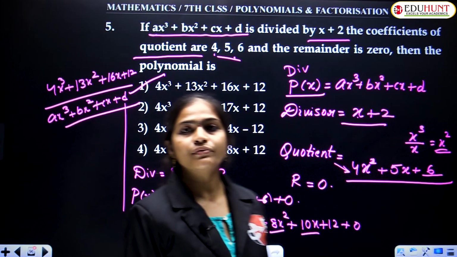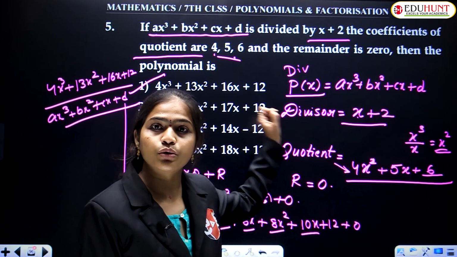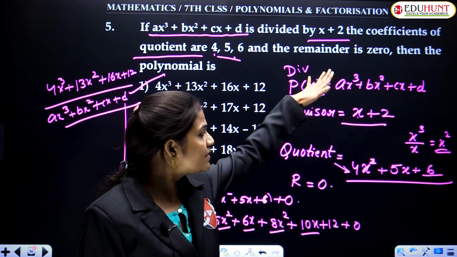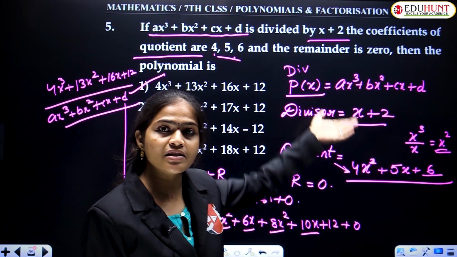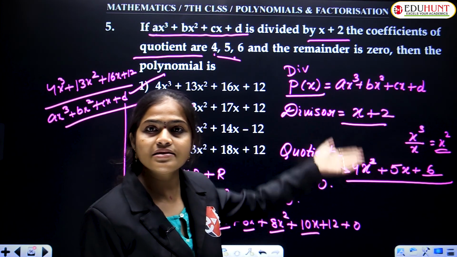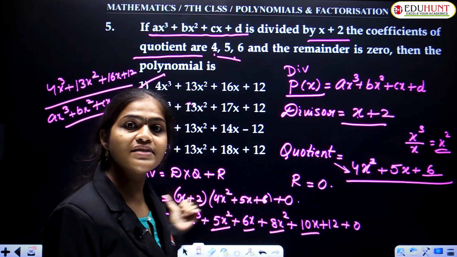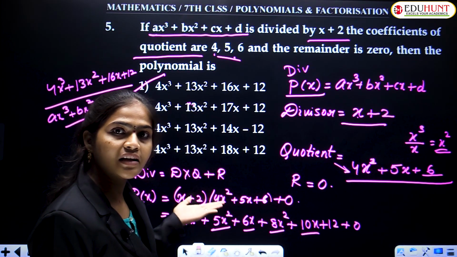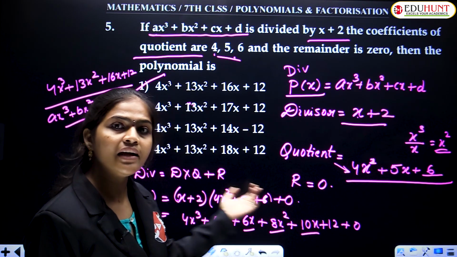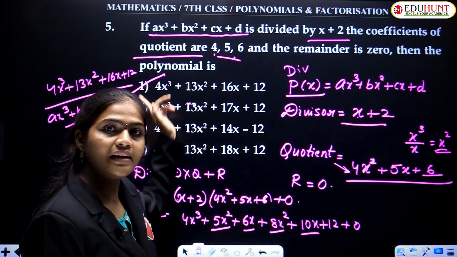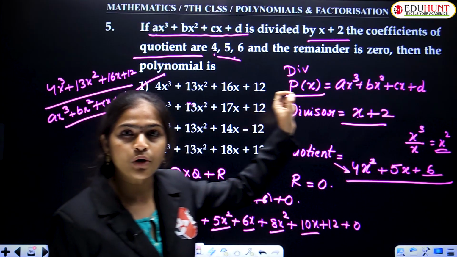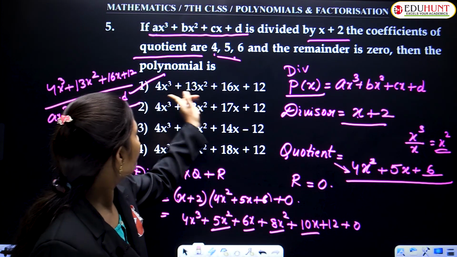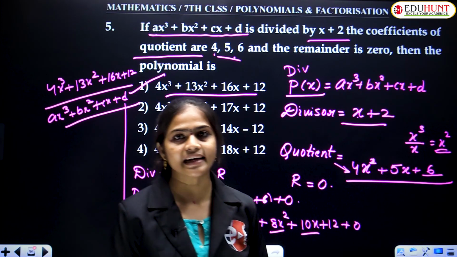So children, first, whatever is given in the question, you have to write everything like this. After that you have to think about what the relation is among all these given things. That relation, we know, is the division algorithm. So first you have to write the division algorithm, and whatever is given, you write it there and simplify. Finally, what they asked is the required polynomial. After multiplying everything, we got that the first option is the correct answer.